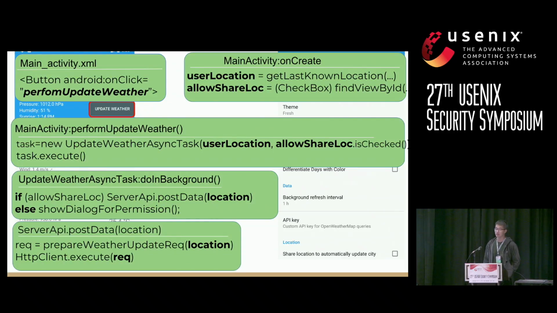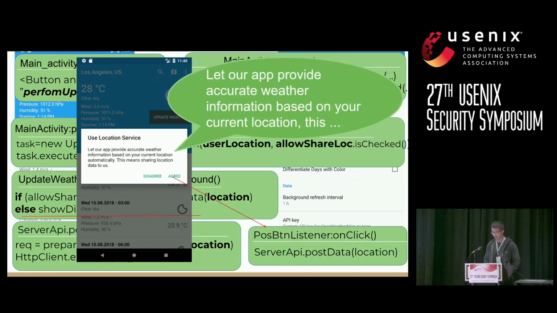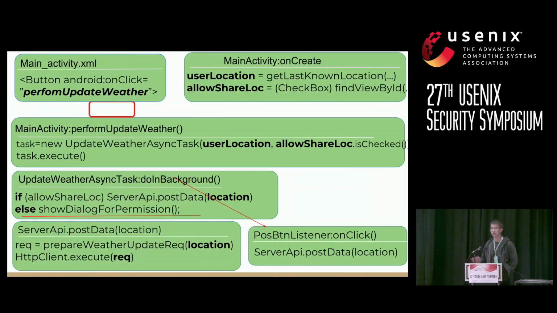If the user does not select the always sharing location checkbox, then this app will pop up a dialog asking if the user would like to share location for this time only. If the user clicks agree, its onClick event listener will be invoked, and then the user's location will still be sent out to the server. If the user clicks disagree, the user's location will not be sent out to the server.